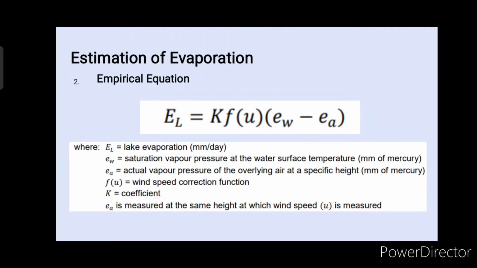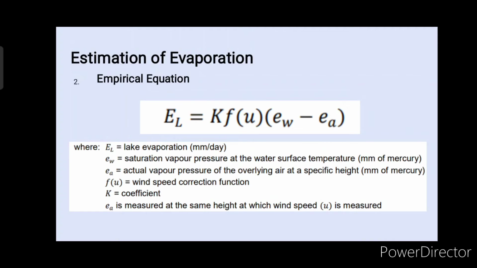EW is the saturation vapor pressure at the water surface temperature, measured in millimeters of mercury. EA equals the actual vapor pressure of the overlying air at a specific height, in millimeters of mercury. F of U is the wind speed correction function. K is the coefficient, and EA is measured at the same height at which wind speed U is measured. So we decided to do a separate video about this and provide sample problems and solutions using these equations.